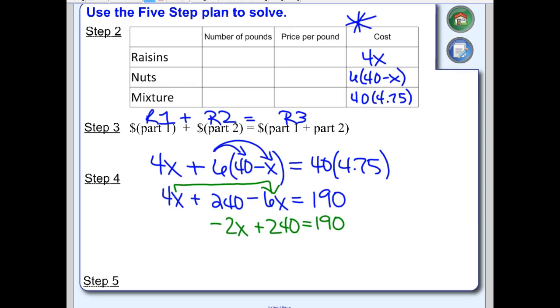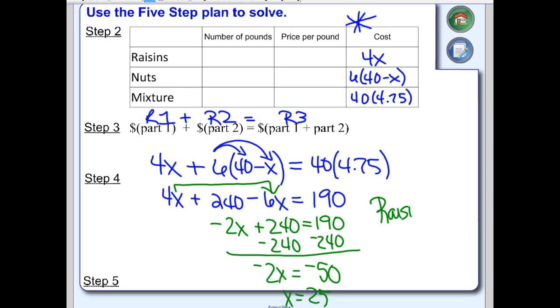Ooh, what do we need to move to get x alone? Yeah, we're going to subtract 240 from both sides. And so now I've got negative 2x equals negative 50. Again, different signs, subtract and put the sign of the greater. What's x going to equal? Yeah, x has to equal 25. Now, we found x, but now we need to answer the question. What was the question? Well, if you remember, how many pounds of each? So I'm going to write it over here. When we found x, that was raisins. And so if x is raisins, we know we have 25 pounds of raisins.